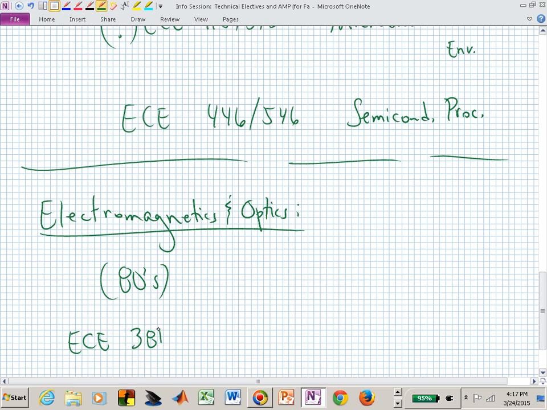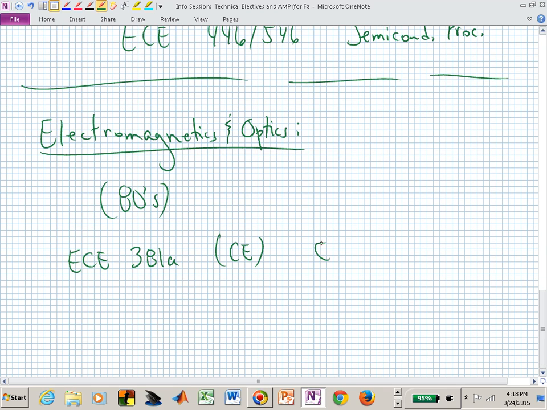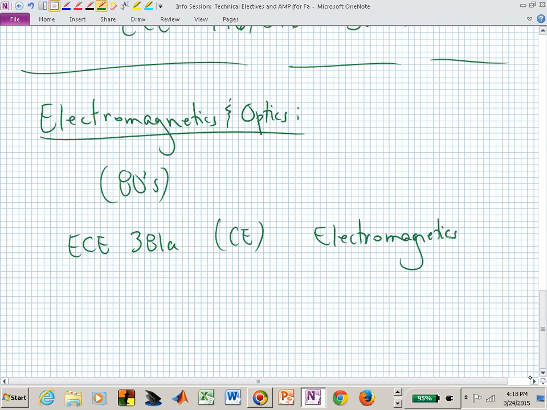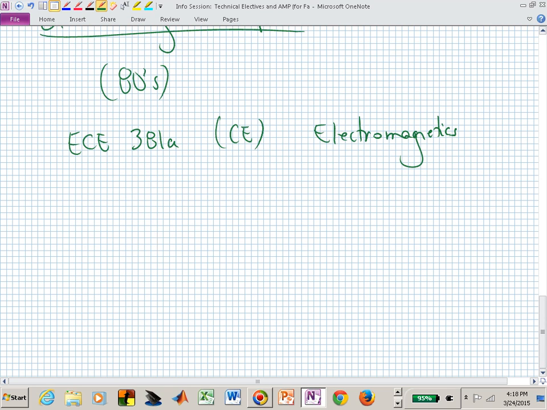But here we have ECE 381, but that's only available to those that are in the computer engineering option, since this is electromagnetics. Maxwell's equations, if you always wanted to know what's the underlying theory behind all of this that everything is sort of based on, then you might want to take ECE 381A. ECE 434 is the electrical and optical properties of materials.